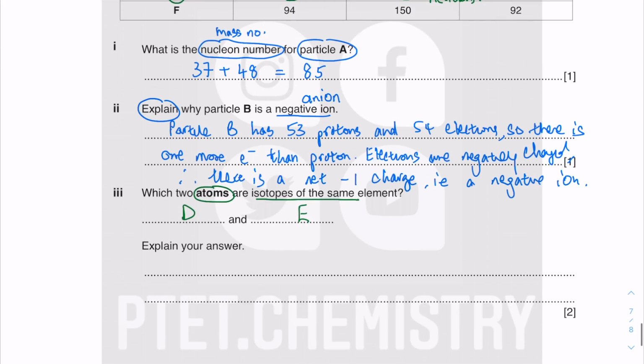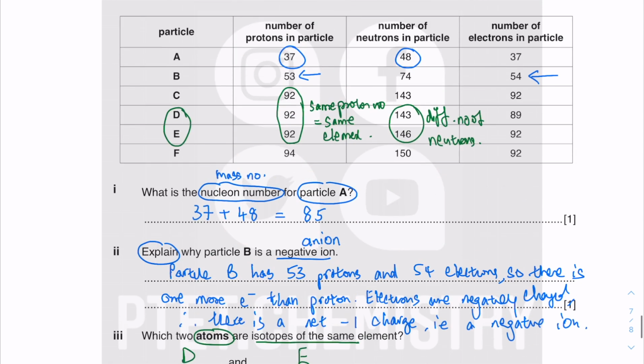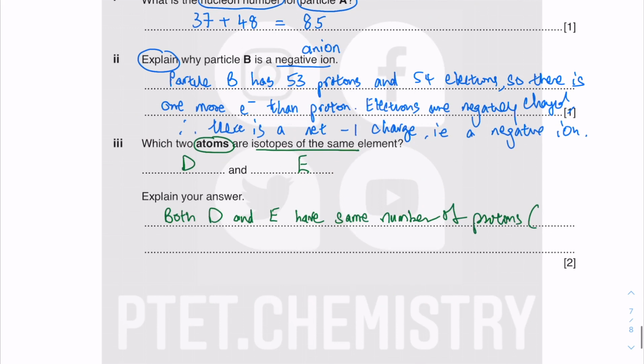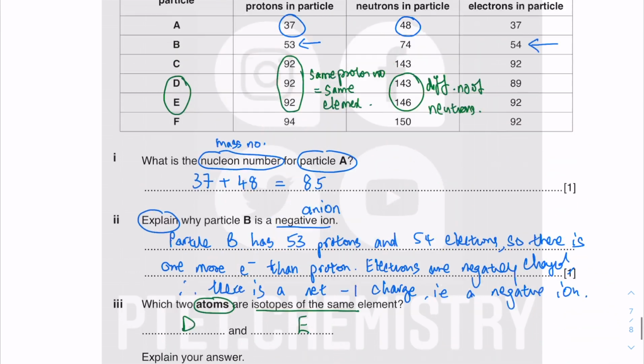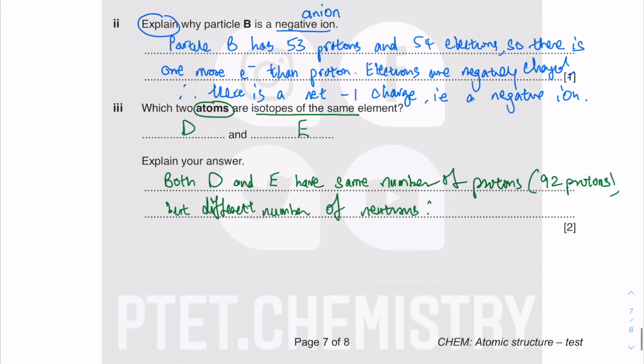All right. Explain your answer. Both D and E have the same number of protons. If it were me, I would just use the table. 92 protons, but a different number of neutrons. So 143 versus 146.